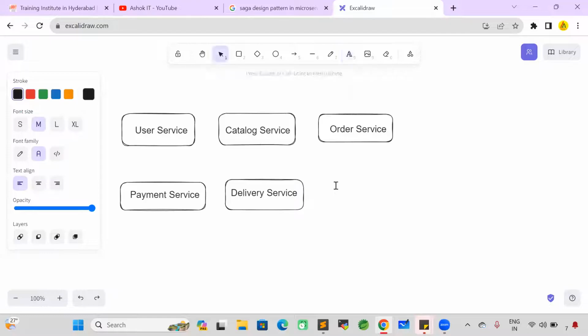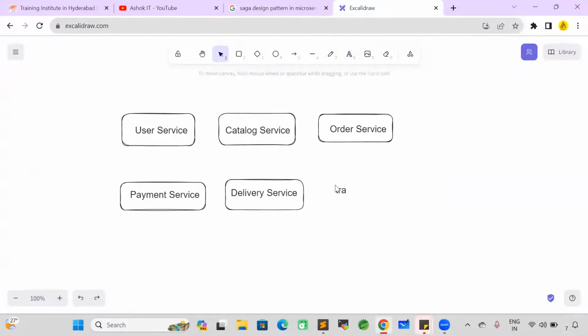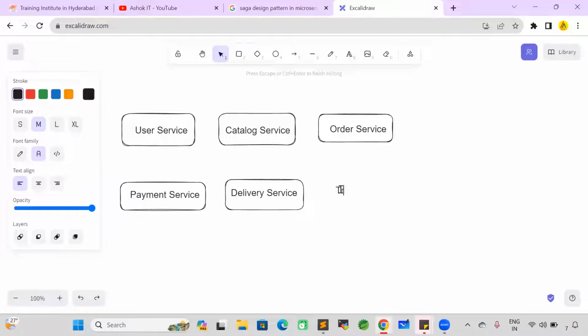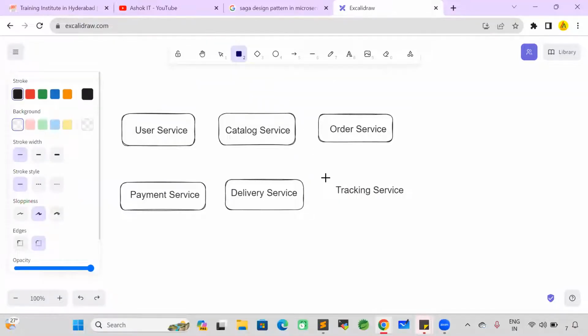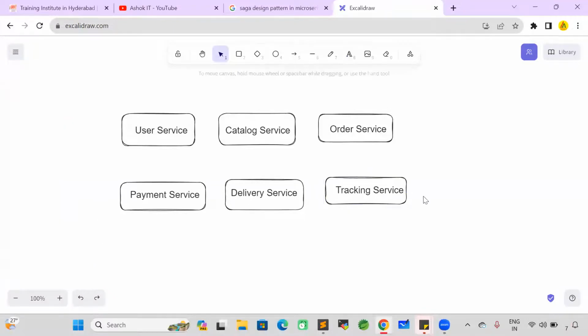Then here, tracking service will also be available. Once we place an order, the users are going to check the status of their order every day or every half day. What is the status? Where is that delivery item currently? When will it reach the end user? So the tracking service will provide that information.